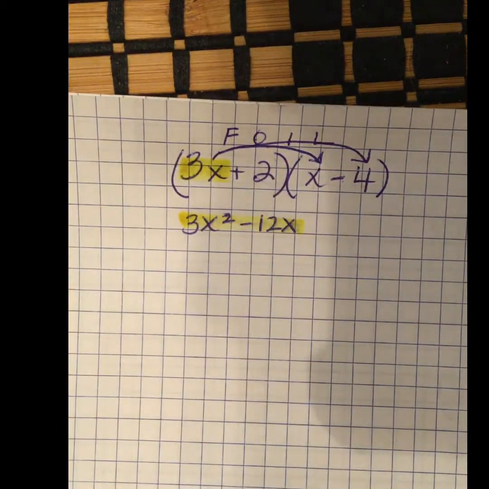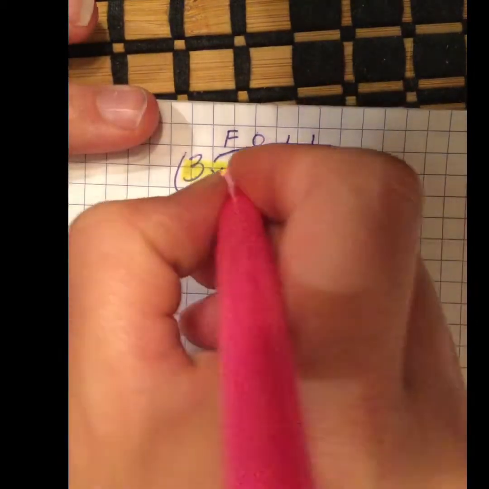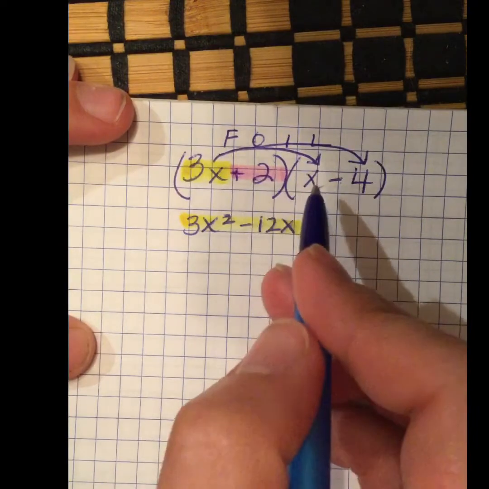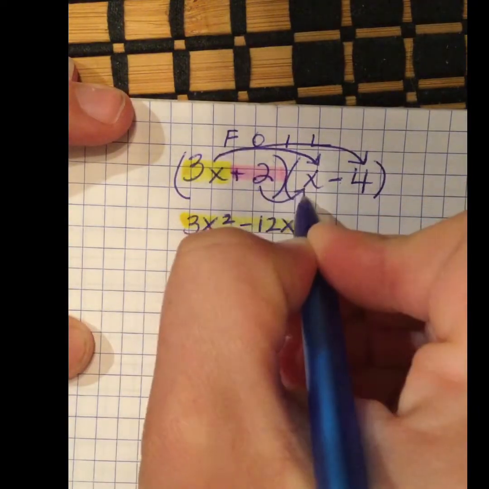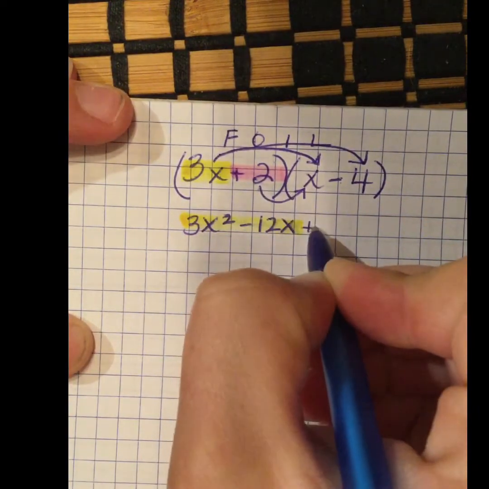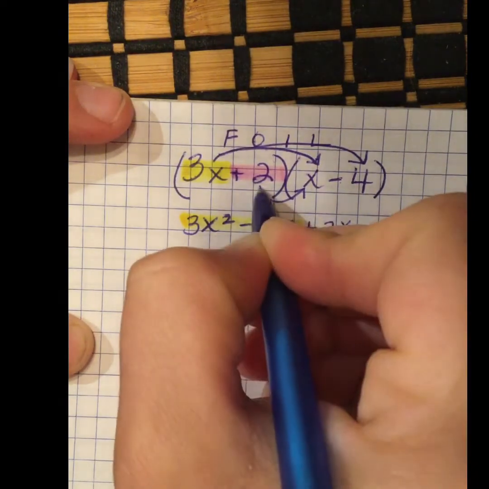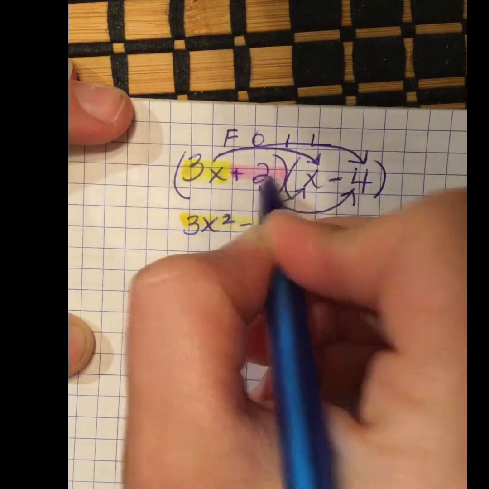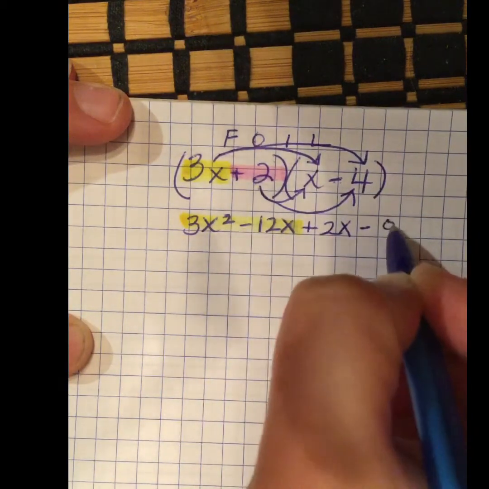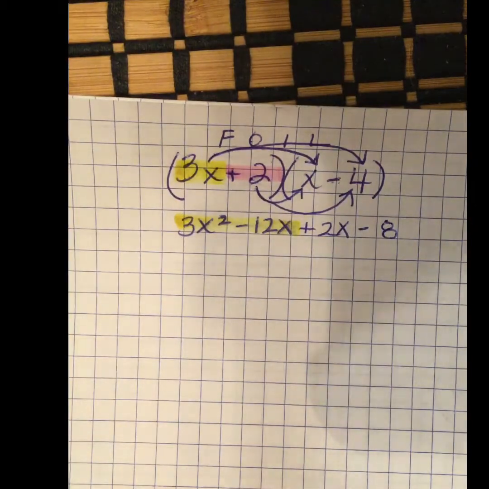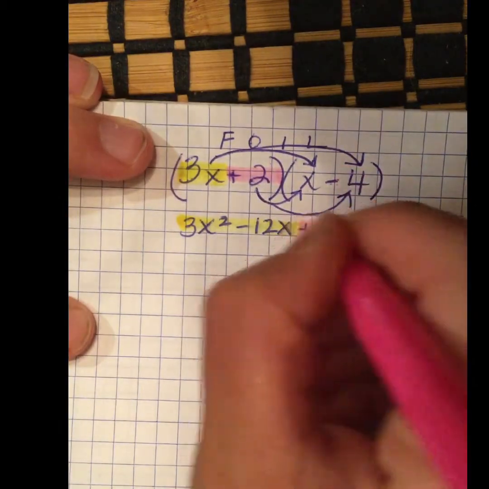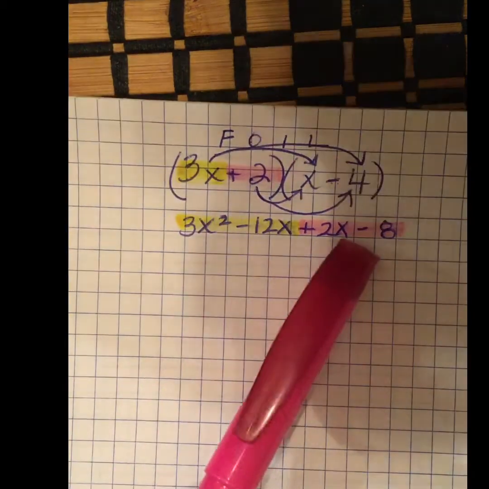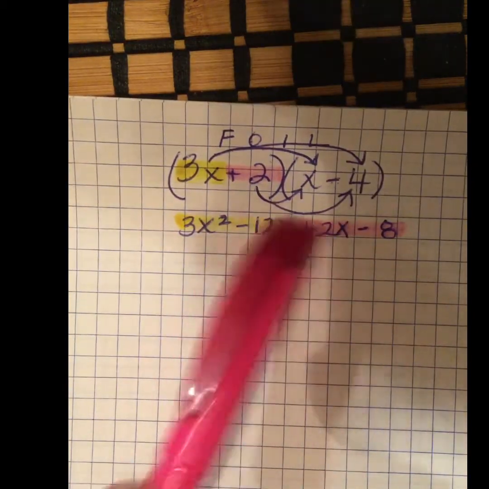But we are not done because we didn't pass out the 2. So the 2 gets passed out to the x. 2 times x is pretty straightforward, it's just 2x. And then the 2 gets passed out to the negative 4. That would be negative 8. So you can see half of our resulting expression is from passing out the 3x, and half of it is from passing out the 2. And once you do both, you've got the whole thing.